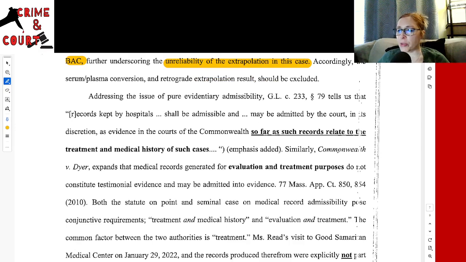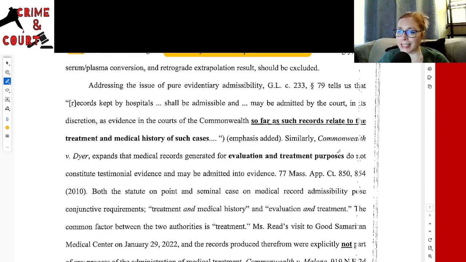Addressing the issue of pure evidentiary admissibility tells us that records kept by hospitals shall be admissible and may be admitted to the court in its discretion as evidence in the courts of the Commonwealth so far as such records relate to the treatment and medical history of such cases. This is not for that.